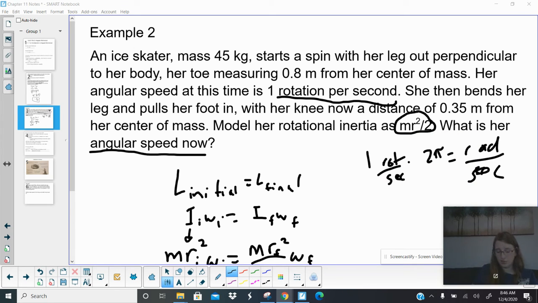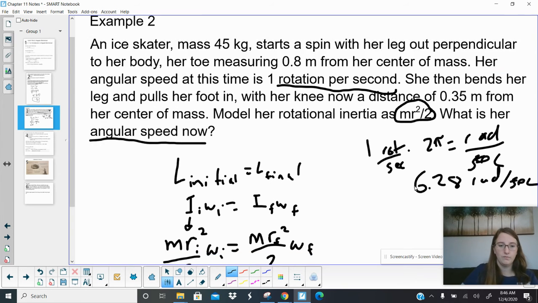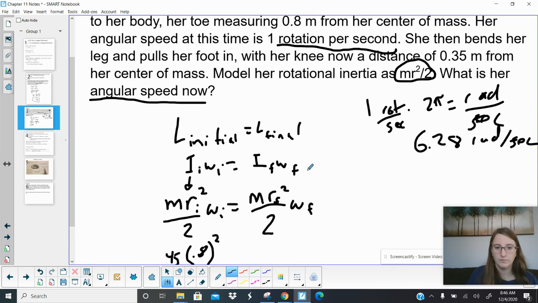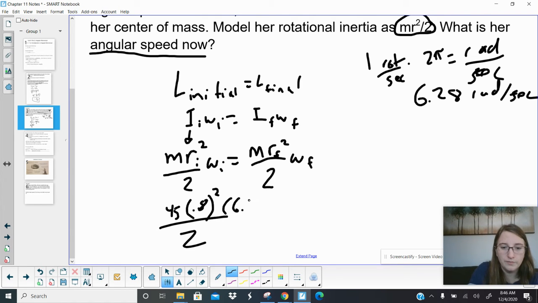Okay, so basically this is just 2 pi, right? One rotation per second times 2 pi. It's just going to be 2 pi, so it's 6.28. So we're going to use 6.28 radians per second. Okay, so that was her initial, let me put that over 2. That was her initial angular velocity.